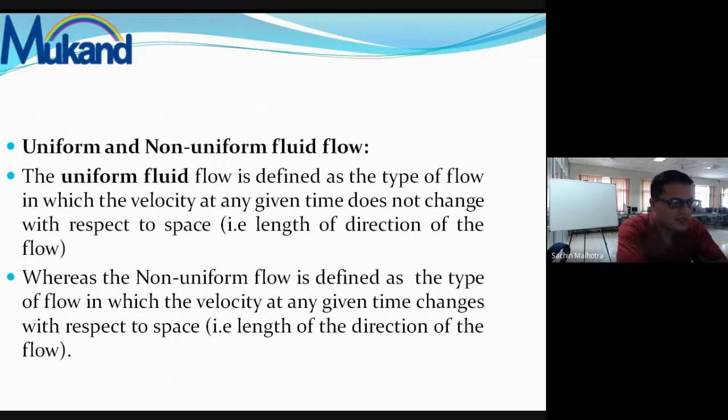Next come our uniform and non-uniform flow. So first is uniform flow. The uniform flow is defined as a type of flow in which the velocity at any given time does not change with respect to space or distance. Means velocity is constant with respect to space. Velocity change नहीं होगी with respect to distance at any given interval of time. So mathematically we can write delta v by delta s at time t is equal to constant is equal to 0. It means कि velocity change नहीं हो रही है with respect to space or distance.